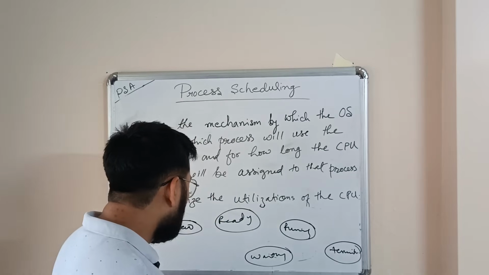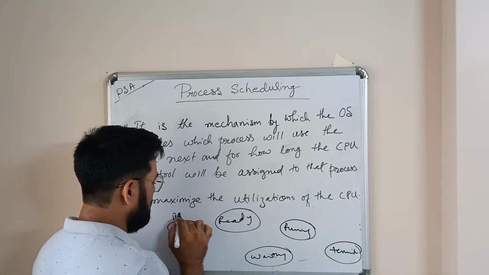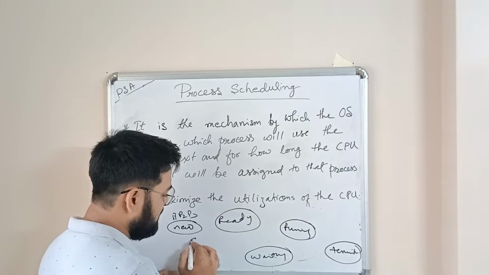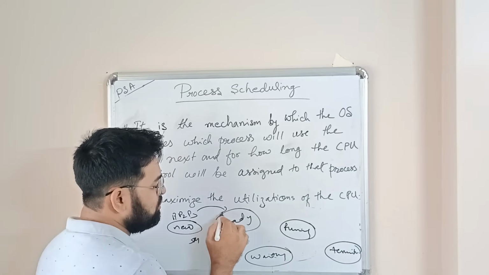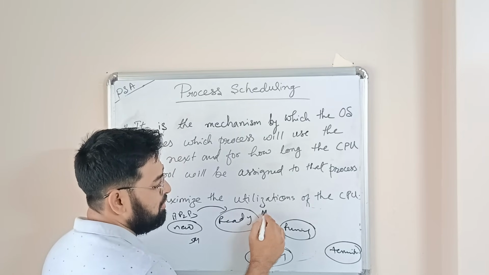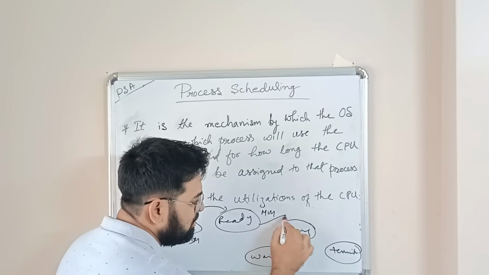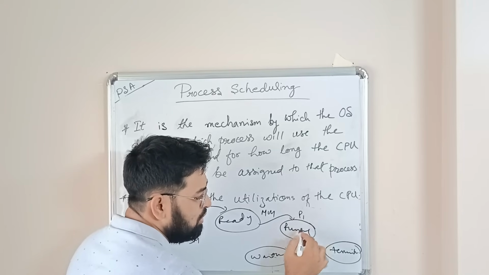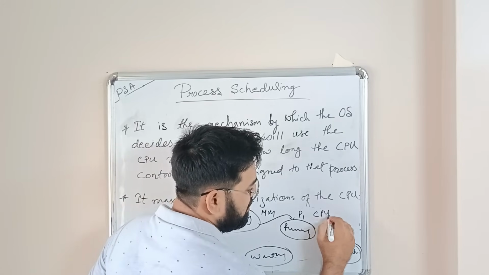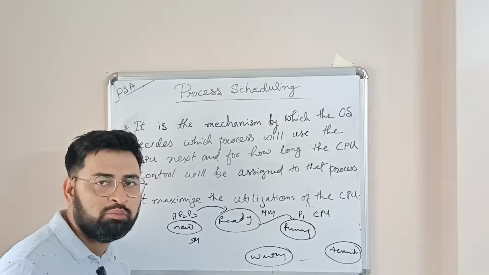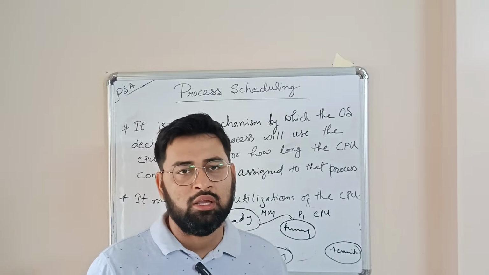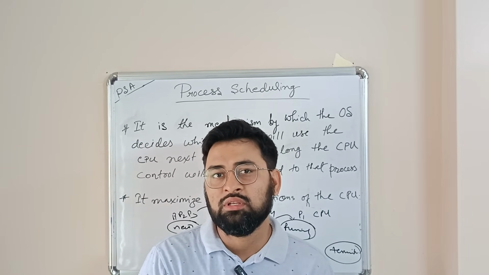So when we have P1, P2, P3, these are residing in the secondary memory. When they reach the ready state, that means main memory, then from main memory, one by one, a process will go to the running state. That means the CPU control will be assigned to P1, one process at a time. That is called the uni-processing system.